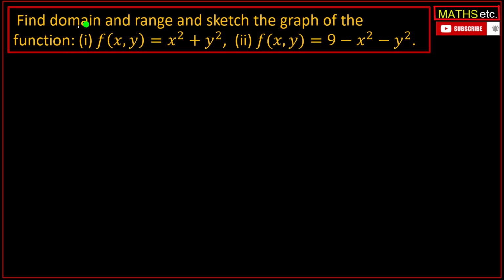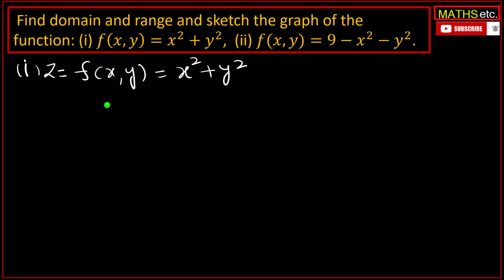So in this problem, we have to find the domain and range and then sketch the graph of the given two functions. And both the functions are functions of two variables. So let us first solve the first problem. The rule of the function is given by f(x, y) equals x squared plus y squared.